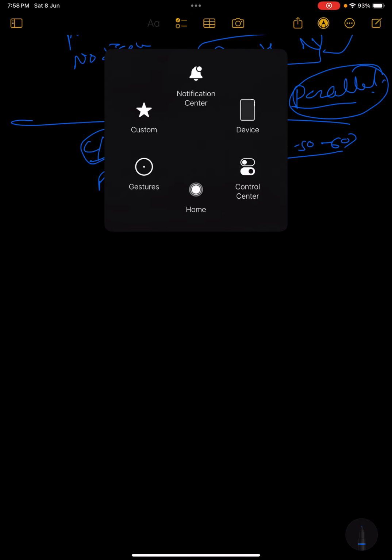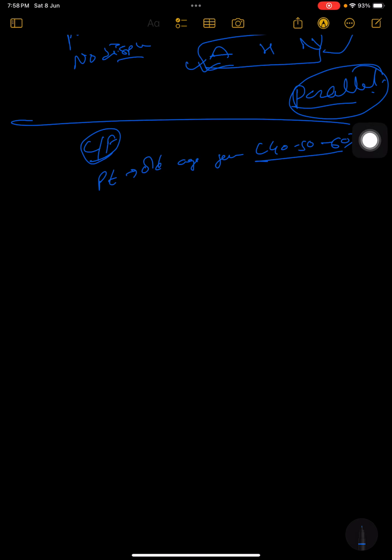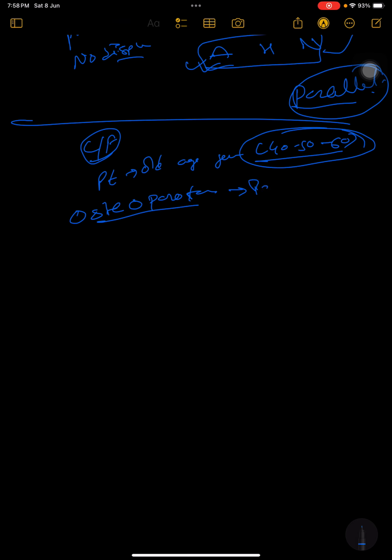Now the classification is done. Next, how would the patient present? The patient will be an old age female, roughly around 40 to 50 years of age, maybe 50 to 60 also. Why this age group? Because it's common in this age group. Why is it common? Because the bone becomes osteoporotic, and it leads to pathological fracture.